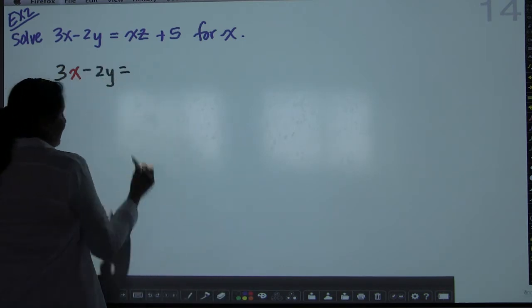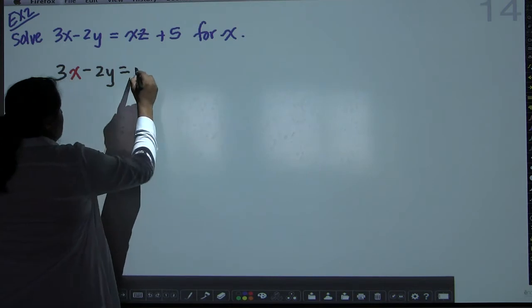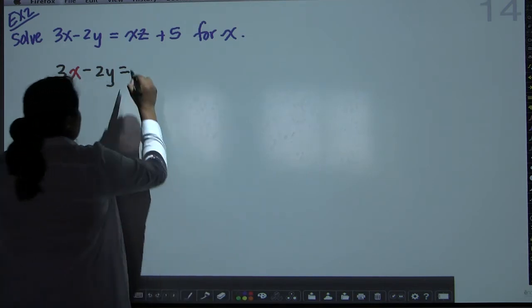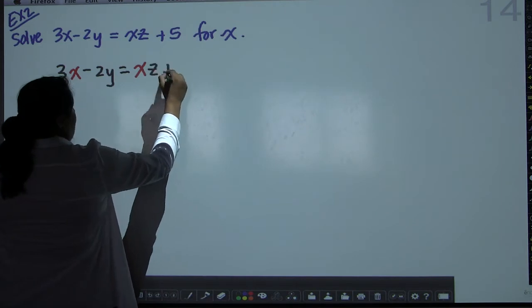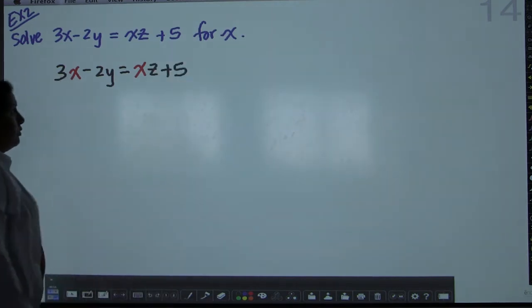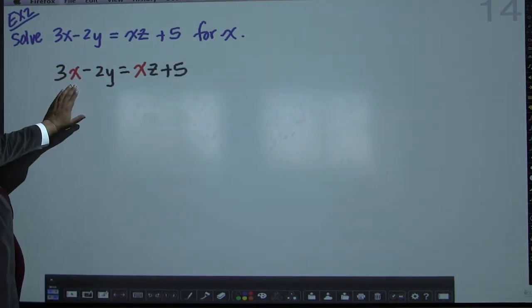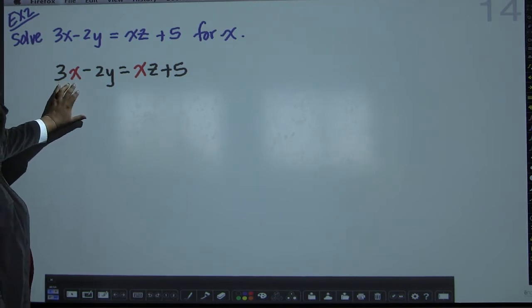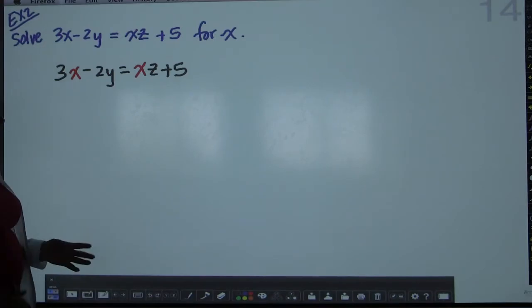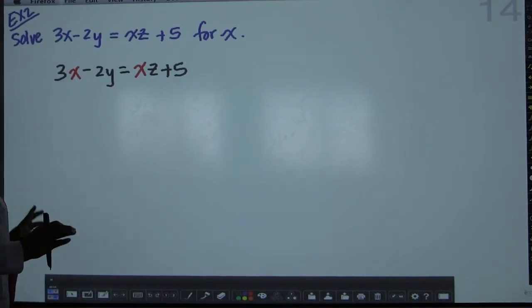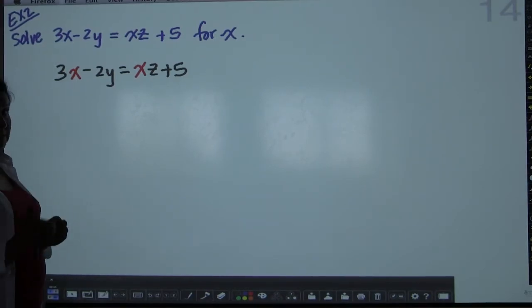So anytime I see an x, I'm going to use my color coding here. And yes, it costs me a little more effort, but I think it's worth it. So I have x here in the 3x term, and I also have it in the xz term, okay? So that's my variable. Now you will remember that whenever you have variables on both sides, your goal is to get the variables on the same side.